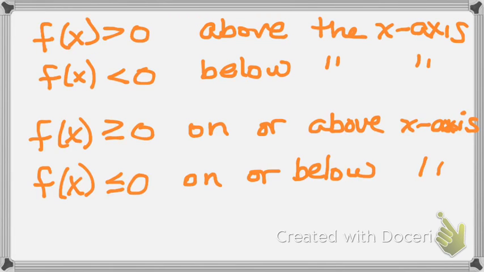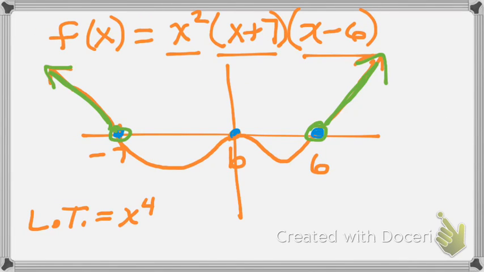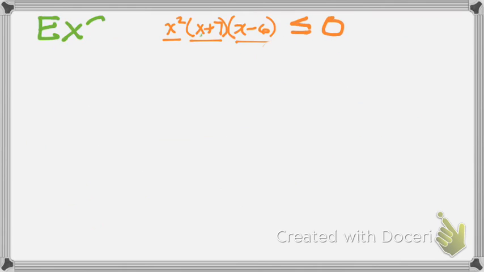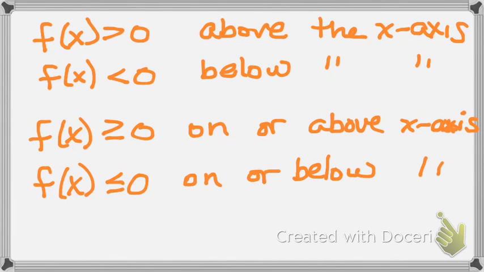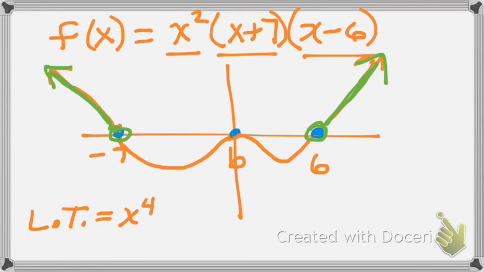So I want the exact same picture as I had over here, but this time I want to worry about where it's below the x-axis, or remember my symbol is less than or equal to. What does less than or equal to mean? On or below the axis. So where is it on or below? Well, that would be from here all the way to here. Do you agree? On or below would be all the way from -7 to 6.